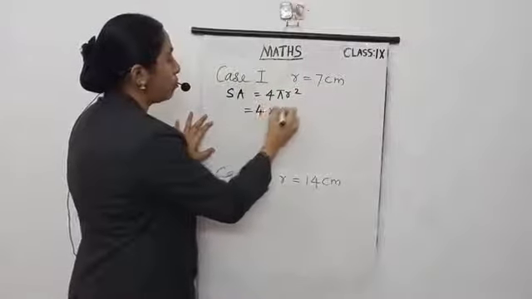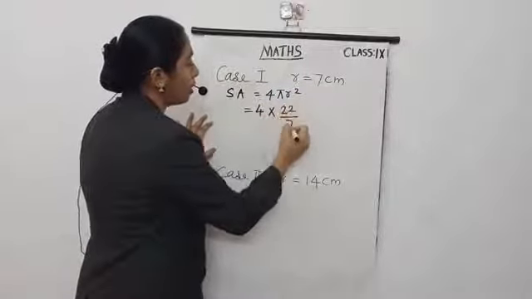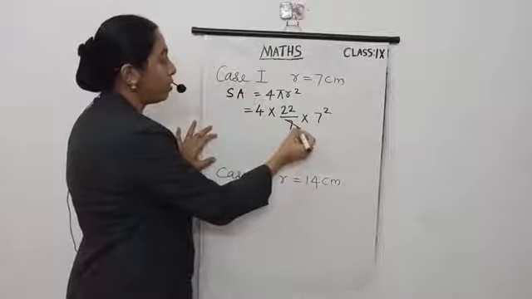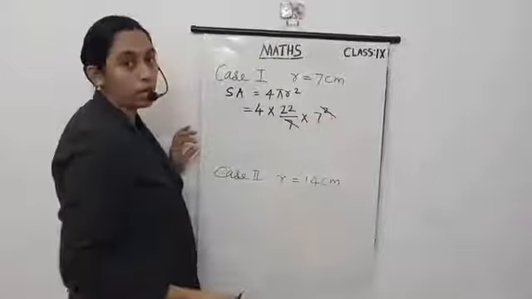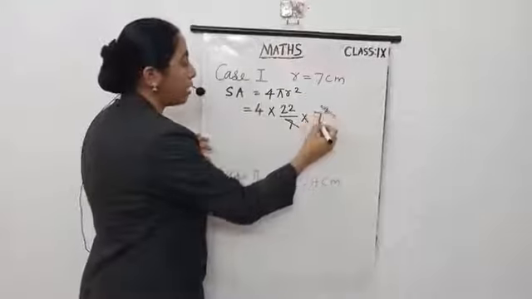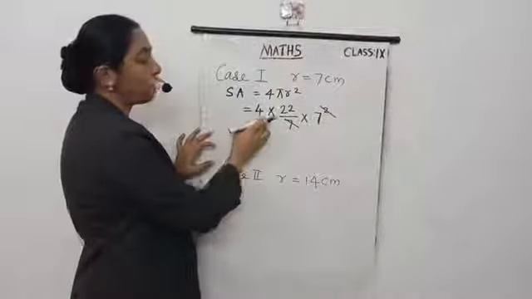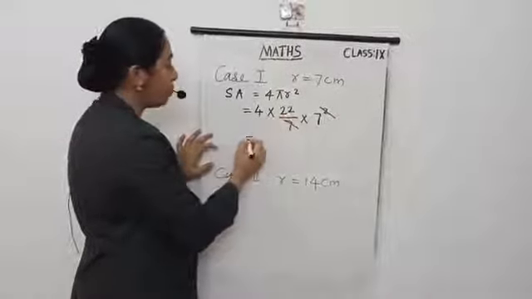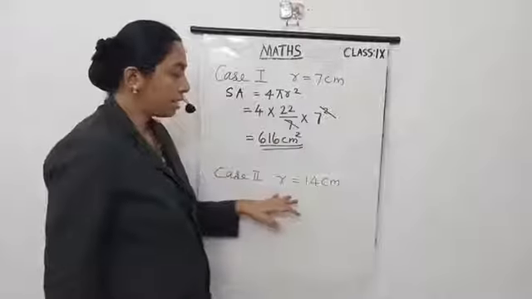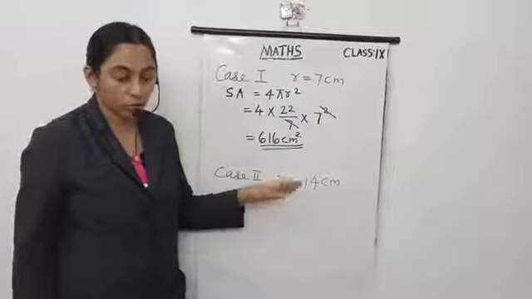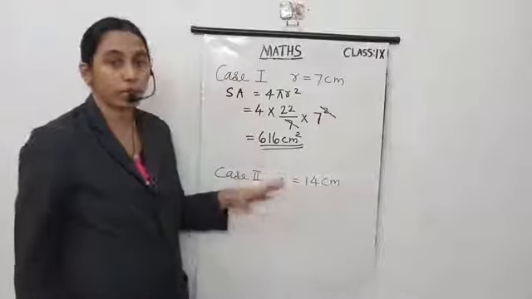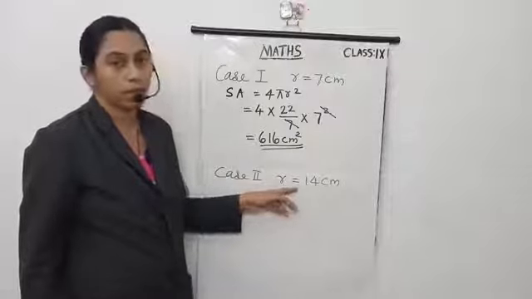Now substitute the values. 4 into pi 22 by 7 into 7 square. So we can cut one 7 here. 7 by 7 we get 1. Then the balance is one 7 only. Then 4 into 22 into 7, we get 616 centimeter square. This same case we did in question number 1, third sub question, the same radius.